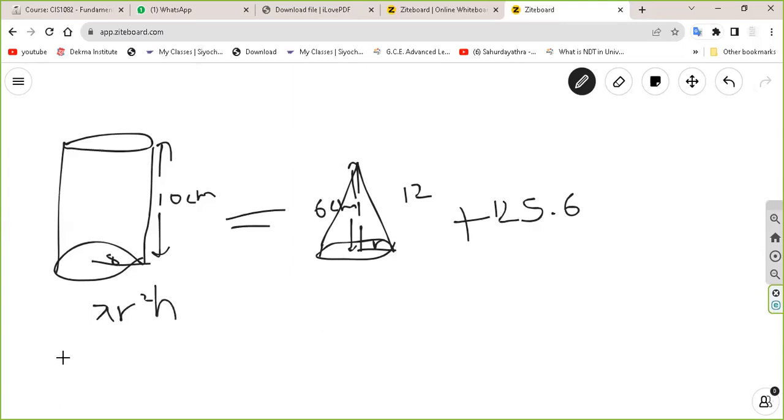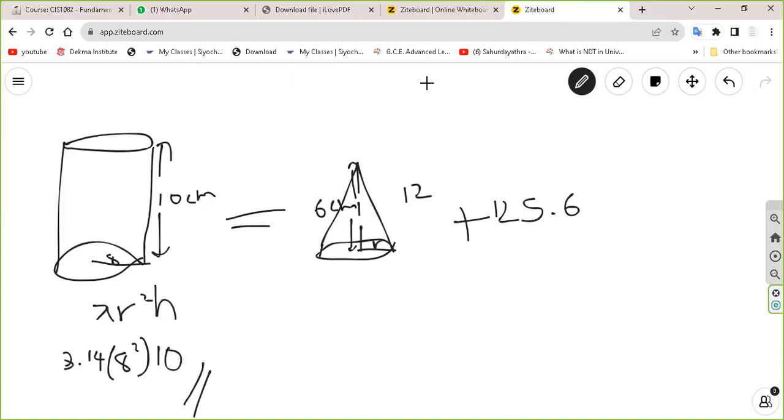Taking the value of pi as 3.14, then 3.14 times r squared. r means 8 to the power 2, h is 10. You have to multiply it.